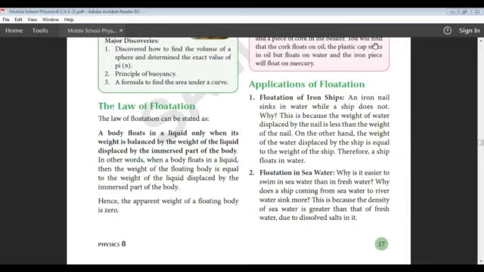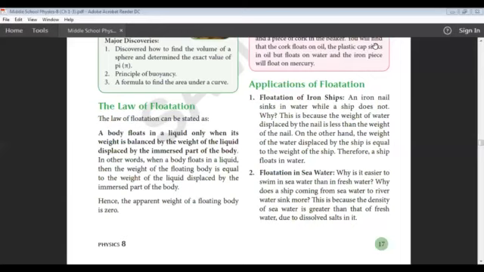This is actually because the weight of the water displaced by the nail is less than the weight of the nail. See here, what is the condition for the flotation? The weight of the water displaced should be equal to the weight of the floating object. Okay, then only the objects will float. But in this case, the weight of the nail is greater than that of the water displaced by it, and that is the reason an iron nail sinks in the water.